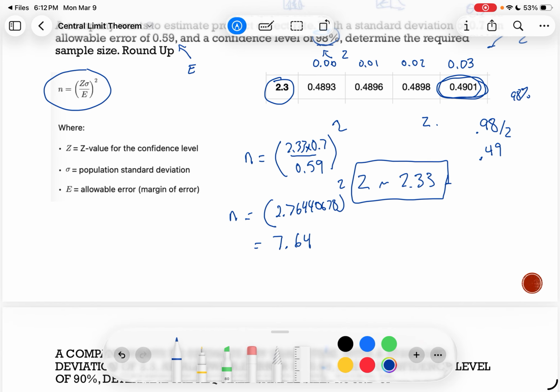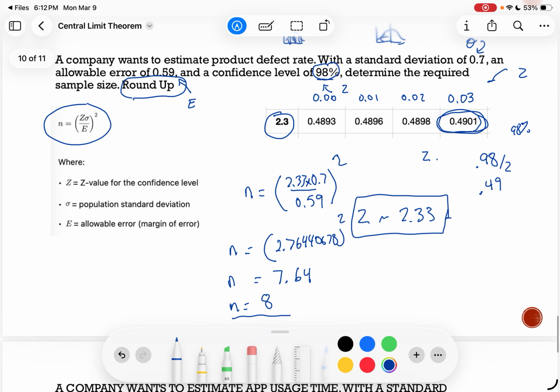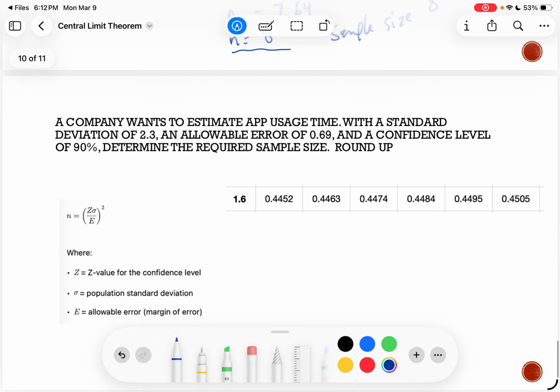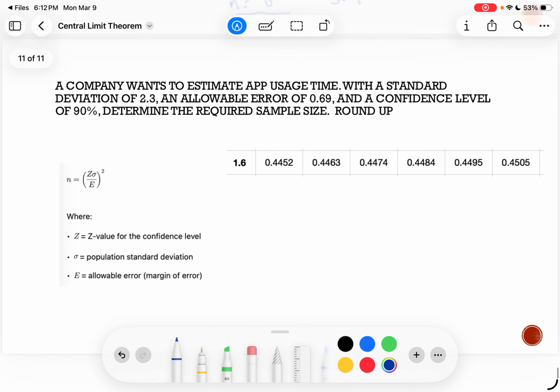Now they say round up because you can't have a partial sample. So n equals, we round that up to 8. So the sample size that we need is 8, to make sure all the conditions apply. So sample size of 8. Let's continue on. So you're going to get a problem like that.